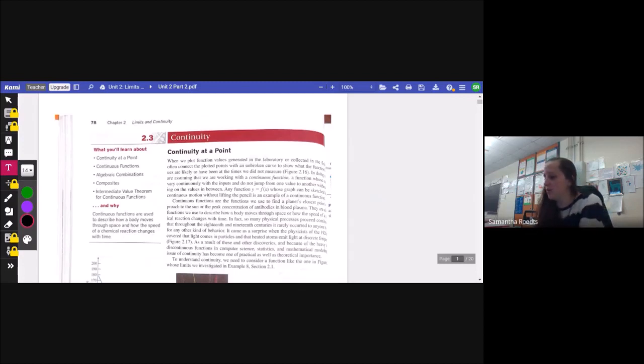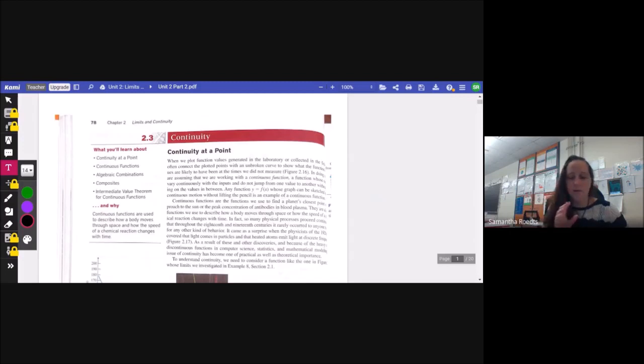They are also the functions we use to describe how a body moves through space or how the speed of a chemical reaction changes with time. In fact, most physical processes, so anything that you learn about in physics, has a continuous function that you are graphing. So you can continue graphing it over time, and you can look at any one of those specific points and you can find data to match that actual point.